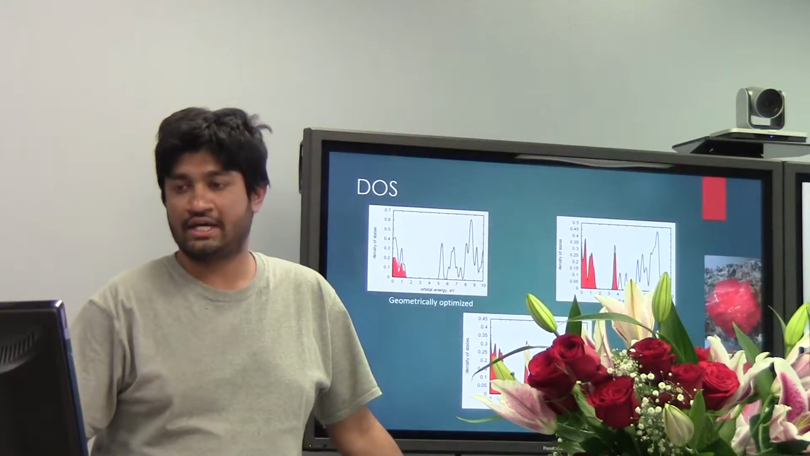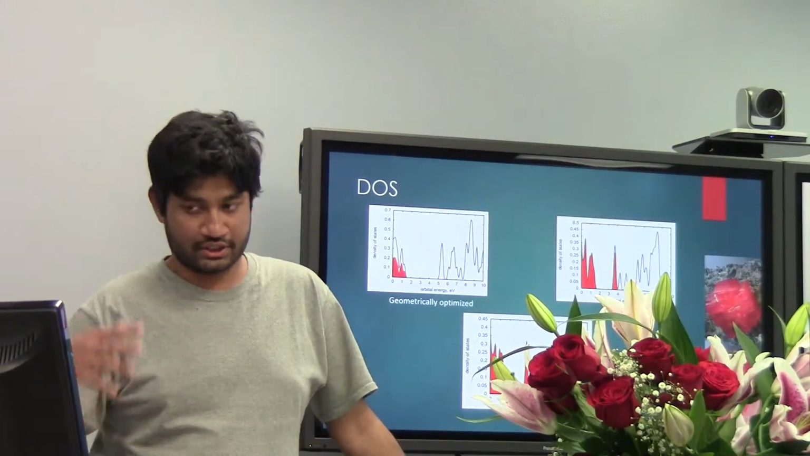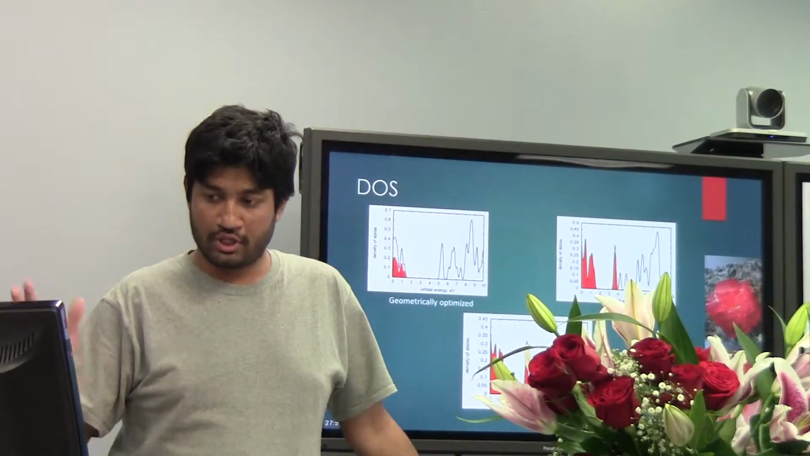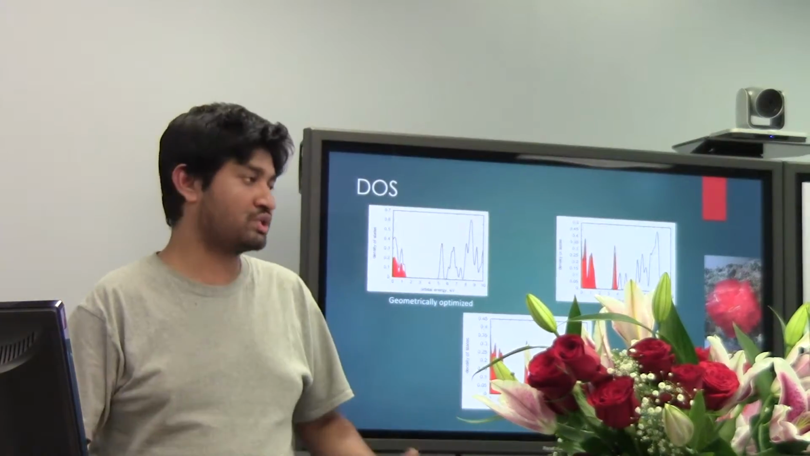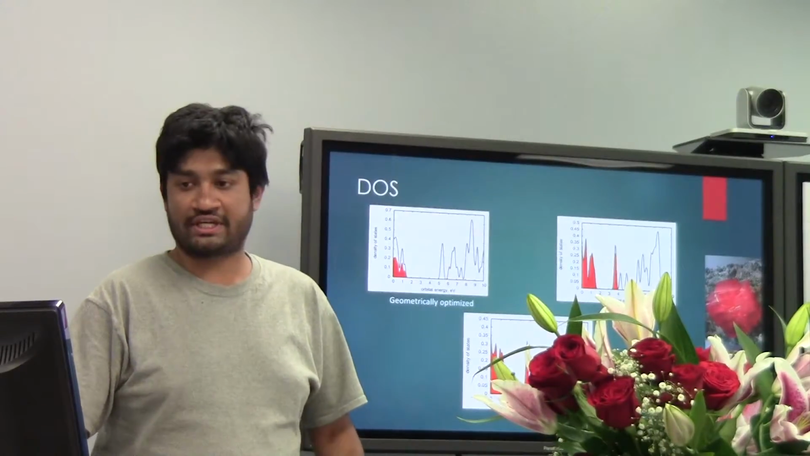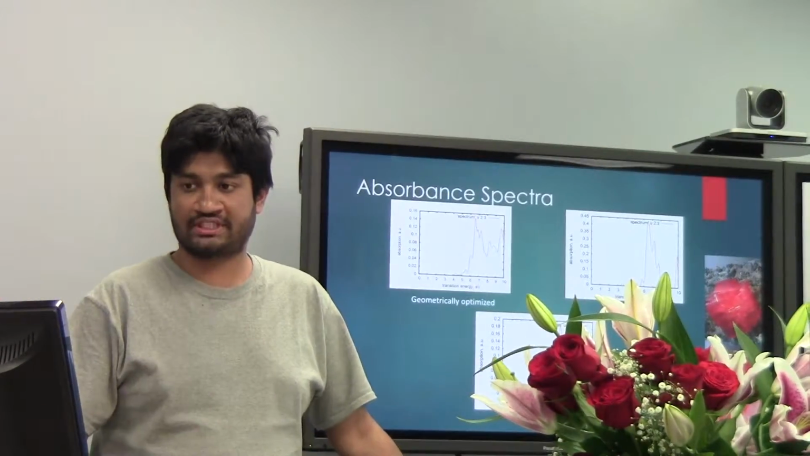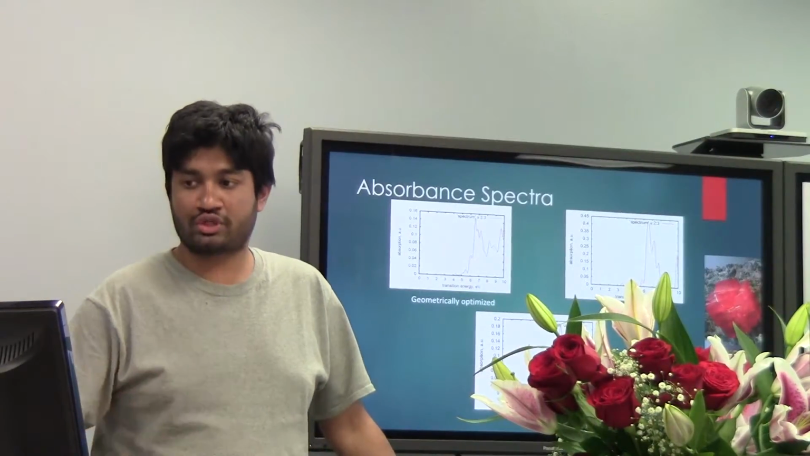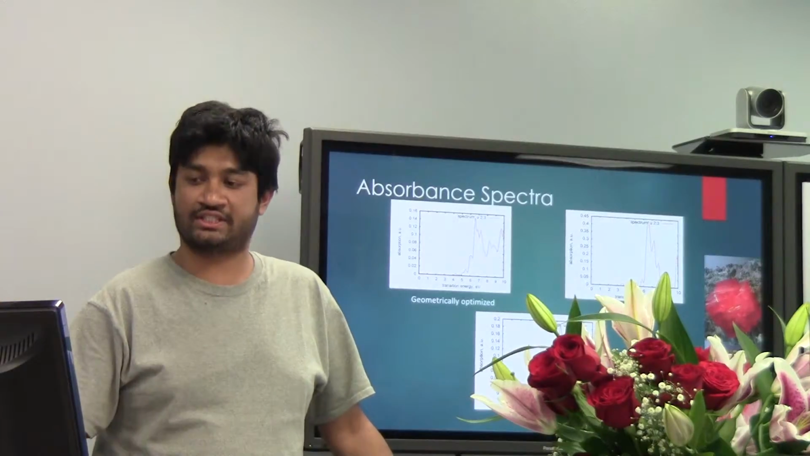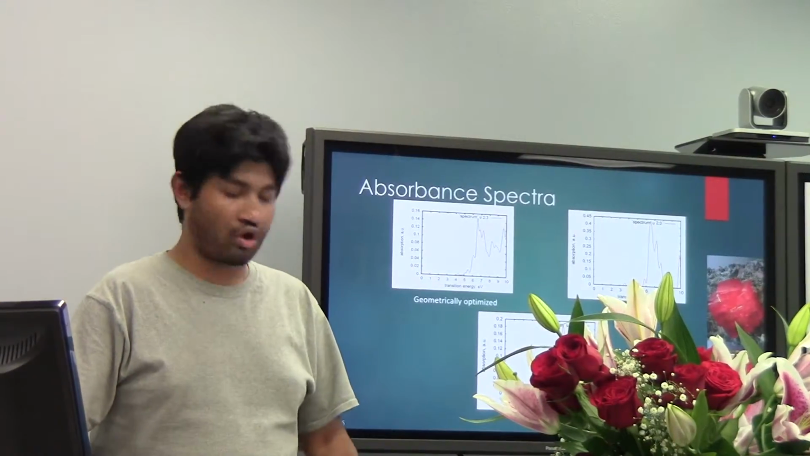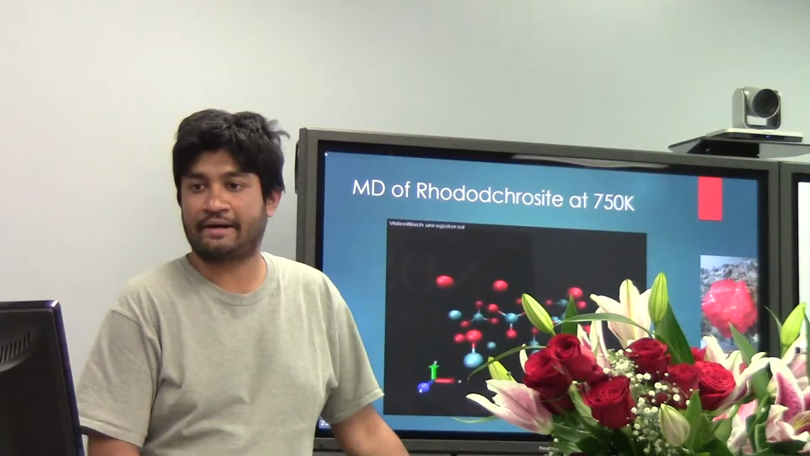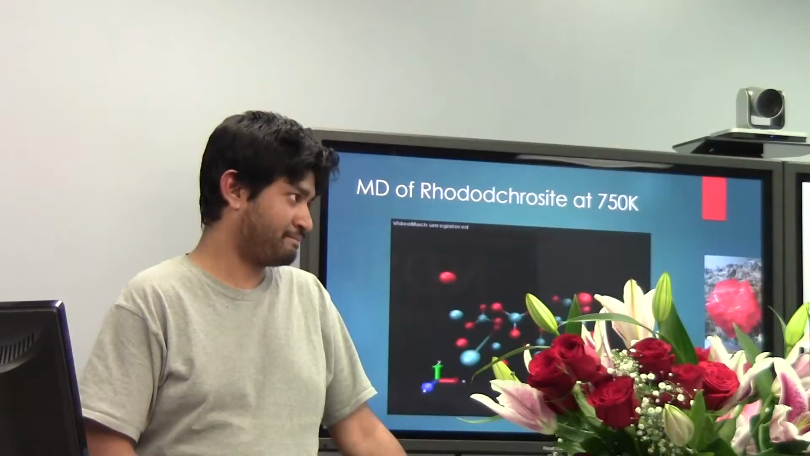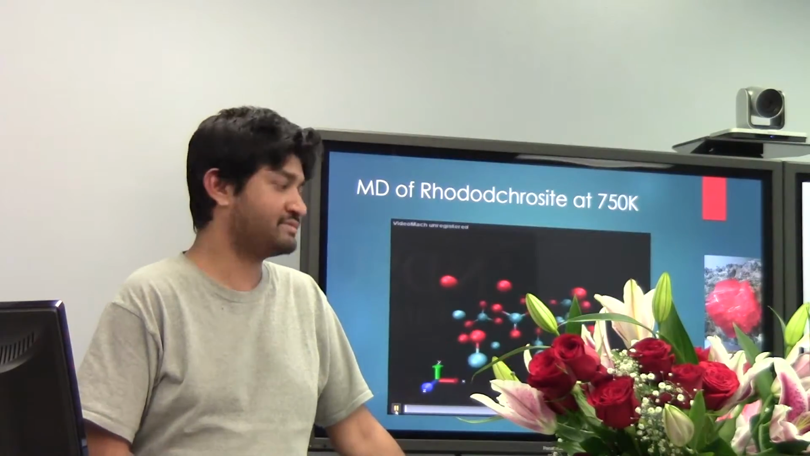If we look at the density of states DOS diagram, we can also find out that here the HOMO-LUMO energy gap is also increased with the increment of the temperature. And if we look at the absorbance spectra, we can find that the orbitals are separated into two regions here, and the d-d transition is less intensive or almost vanishing here. So that's the MD of rhodochrosite at 750 Kelvin. That's all.